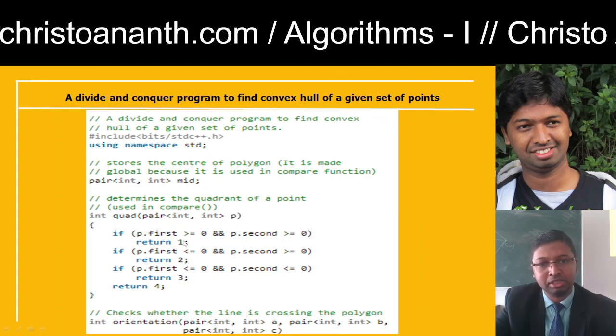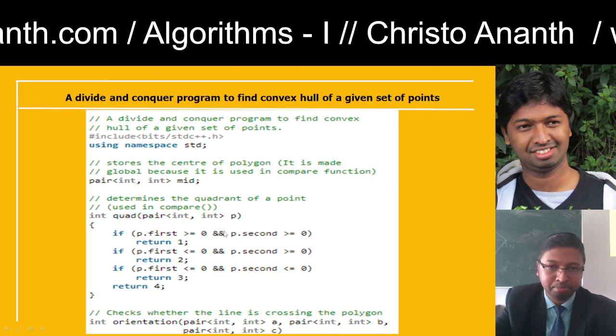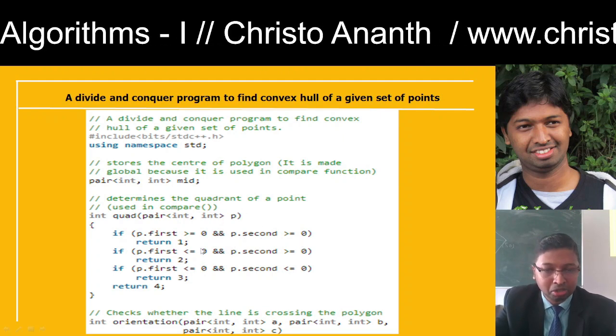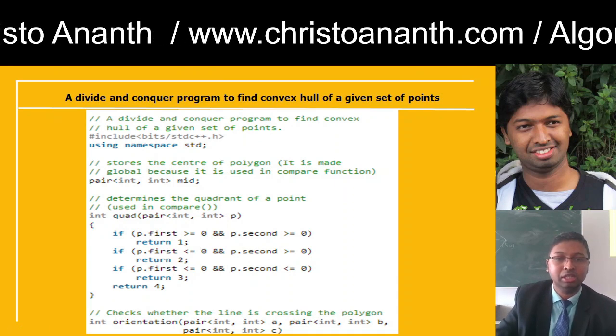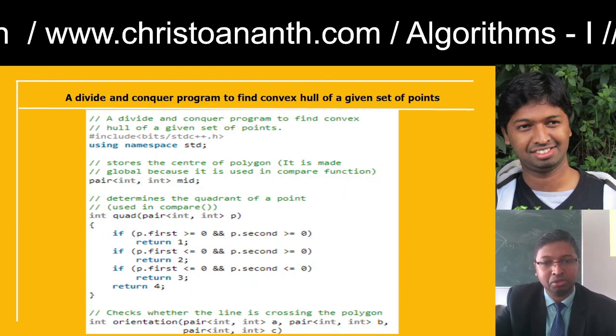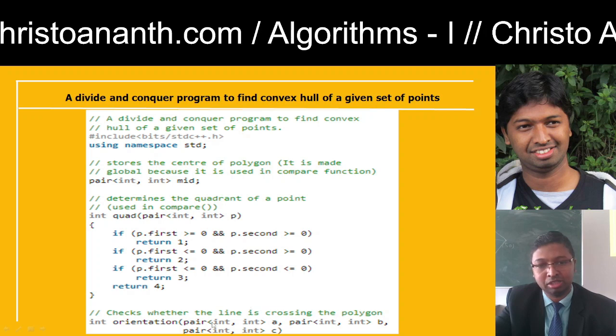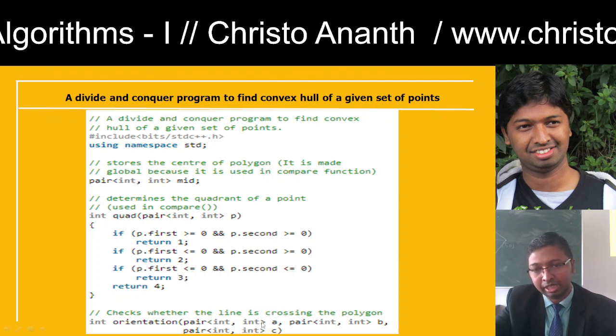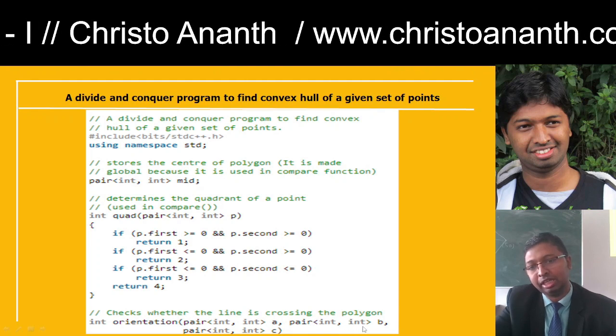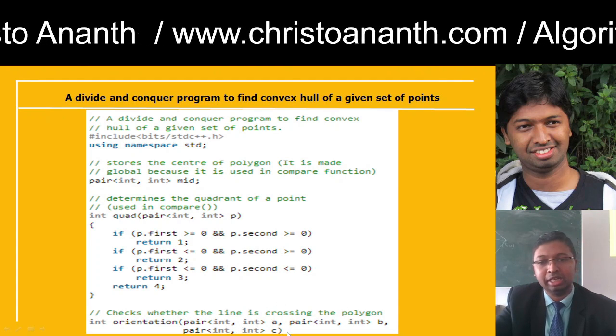So if p.first is greater than or equal to 0 and p.second is greater than or equal to 0, you are going to return the points. Return 1, return 2 or return 3. Else case you go with return 4. You check whether the line is crossing the polygon. So in orientation, pair<int, int> a, pair<int, int> b, pair<int, int> c.